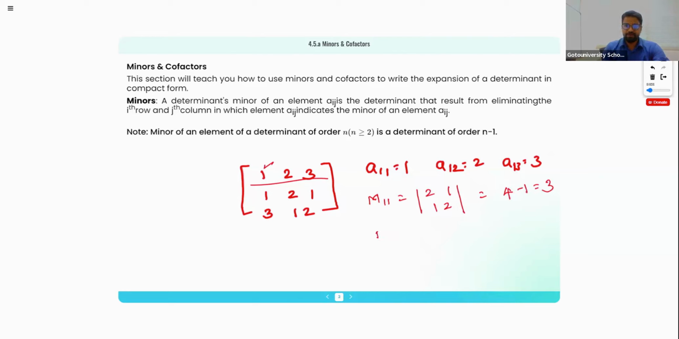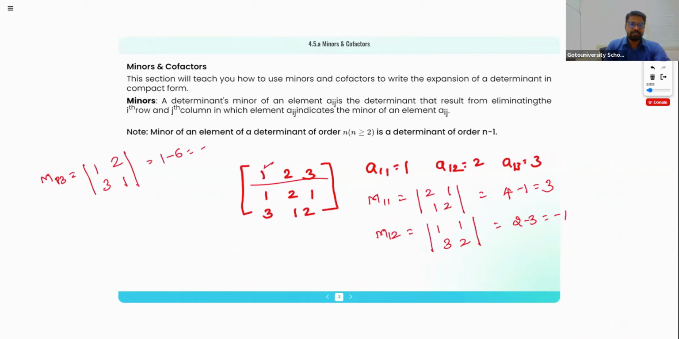That is M11. Similarly, for M12, I'm going to remove the first row and the second column. I end up with 1, 1, 3, 2. And what is the determinant of this? 2 ones are 2, minus 3, which is minus 1. Similarly, I'm going to find M13, that is first row, third column. I have to eliminate the column in which that element is present and the row in which that element is present. So I am ending up with the determinant of 1, 2, 3, 1, which is 1 minus 6. I have got minus 5.